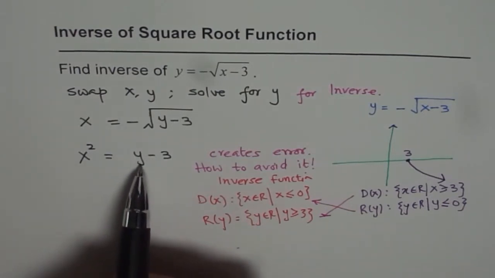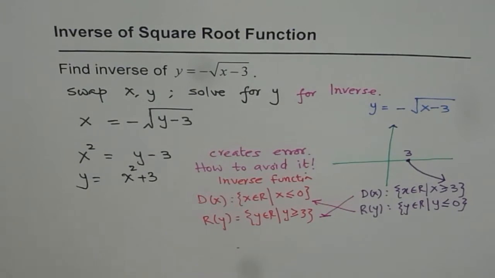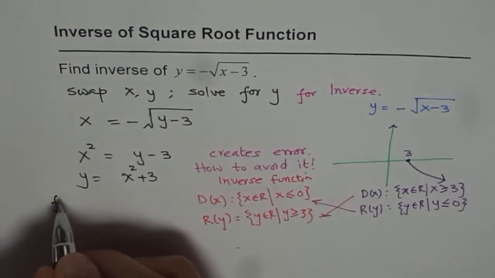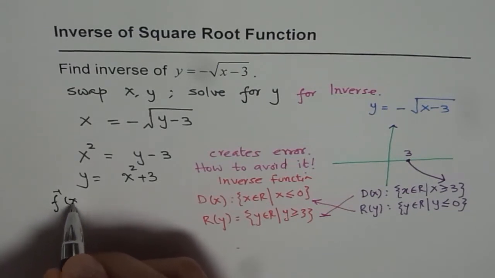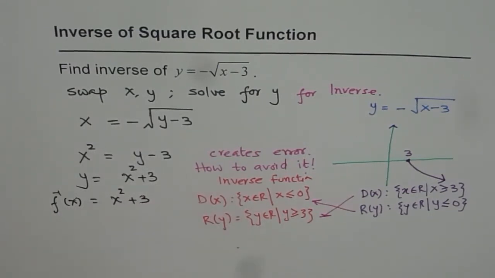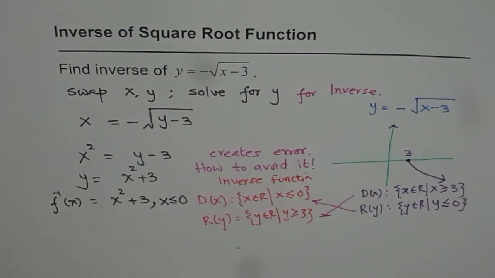You can of course solve for y from here. We'll say y equals x squared plus 3. You'll get this, and the inverse of the function, which is not indeed the true answer yet, we'll write for the time being as x squared plus 3. But remember, this inverse should have a domain of x less than or equal to 0. That means we have to put a restriction on this function. So we'll say where x is less than or equal to 0. Now it becomes a true inverse. Do you understand?